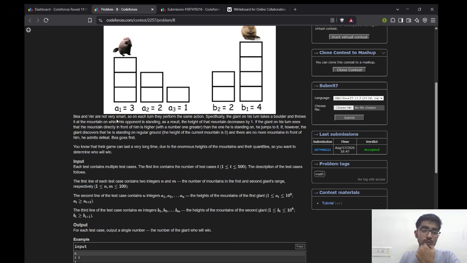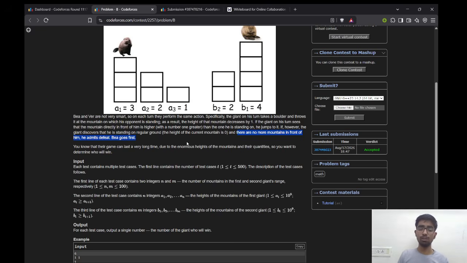Dia and Ver are very smart, so each turn they perform the same action. Specifically, the giant on his turn takes a boulder and throws it at the mountain on which the opponent is standing. As a result, the height of the mountain decreases by 1. If the giant on his turn sees that the mountain directly in front of him is higher by 1 than the one he is standing on, he jumps onto it. However, if the giant discovers that he is standing on regular ground, the height of the current mountain is 0, and there are no mountains in front of him, he admits defeat.